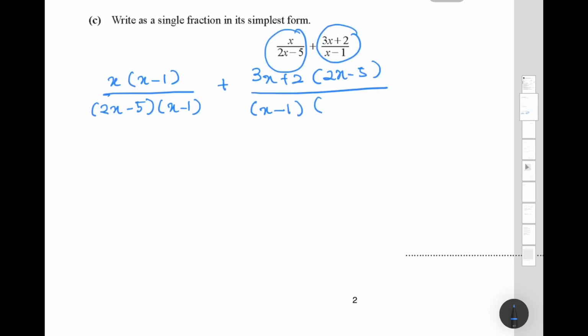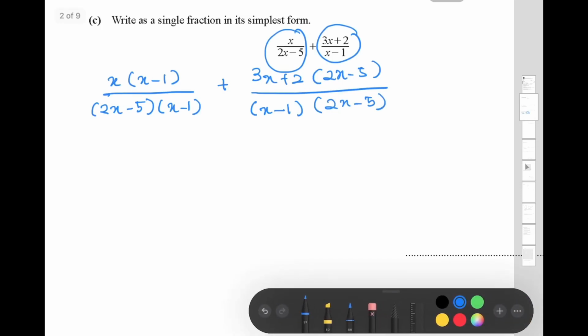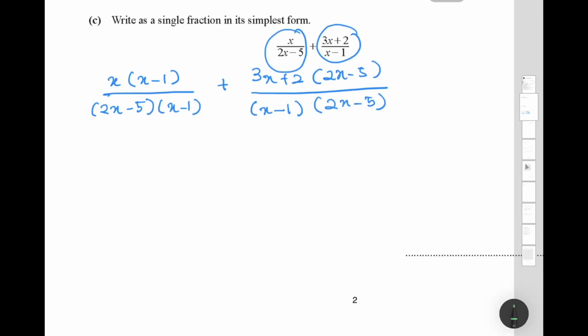Okay, so x minus 1 and then multiply by 2x minus 5. So this is our first step, yeah? Now, what we do next is we are going to expand the top part only, because if you look at the bottom, it's already in simplified form.